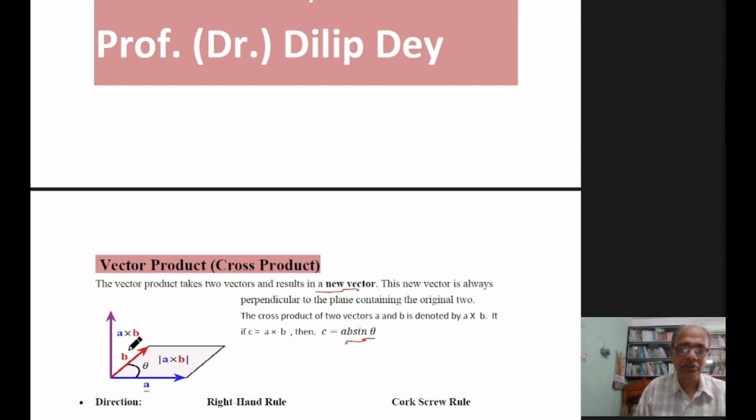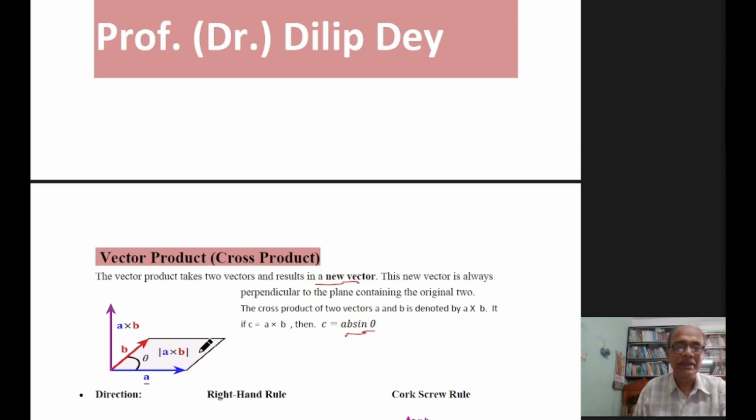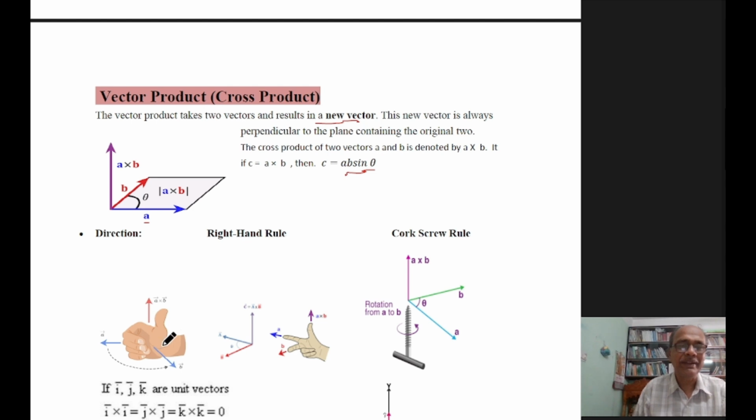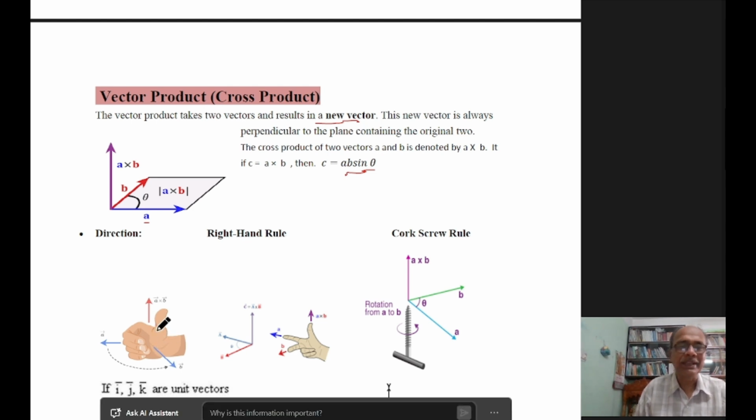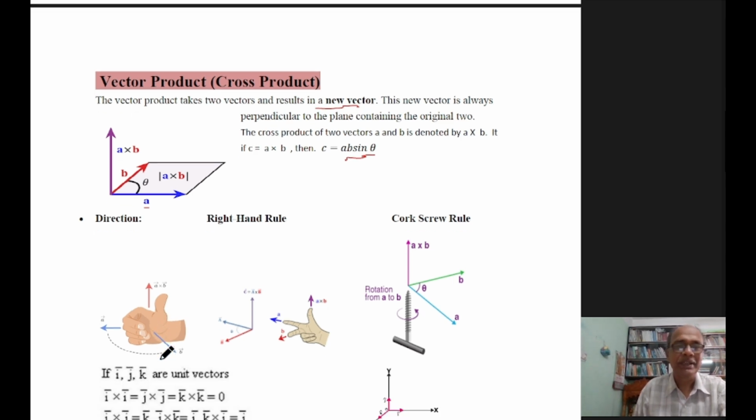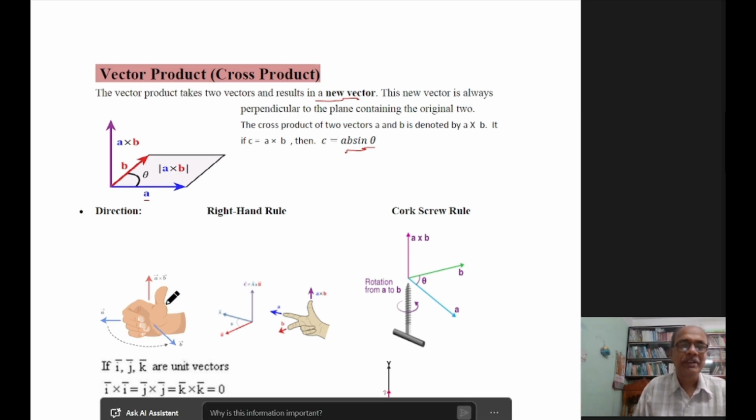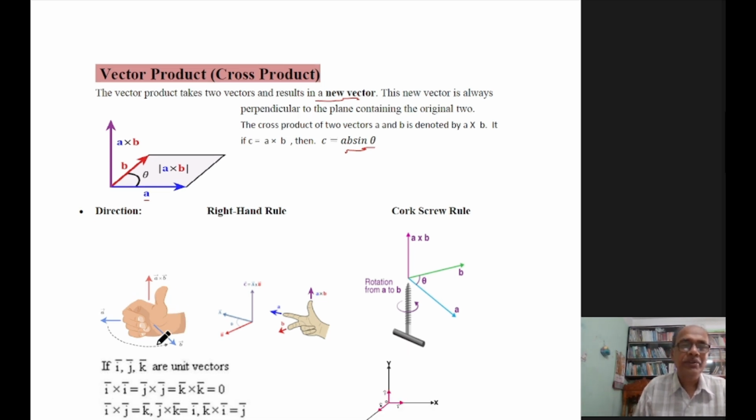It is a vector. So obviously, if it gives a vector, then it will have a direction. Now, how do we find the direction of the new vector? Here you see, if we curl the fingers from A to B and keep the thumb in the upward direction, then the thumb gives the direction of the new vector. And obviously this is the thumb rule.